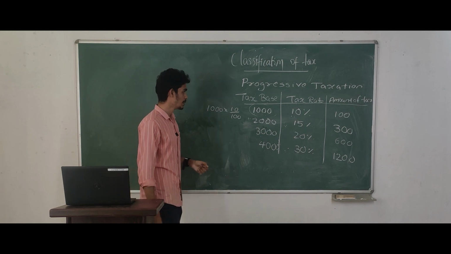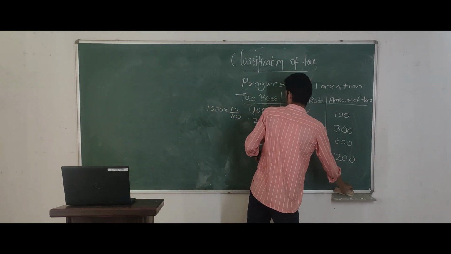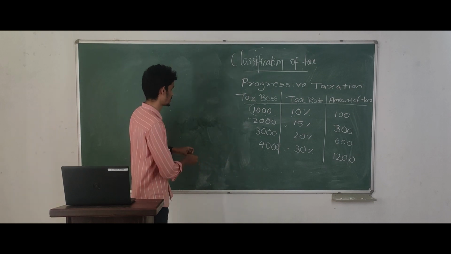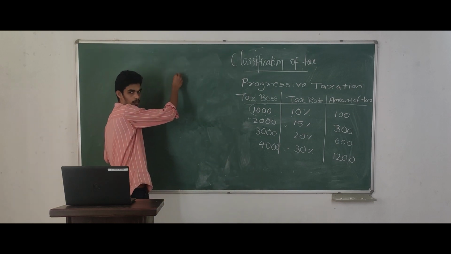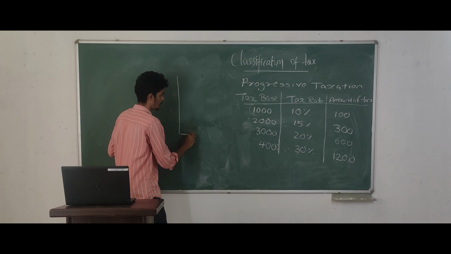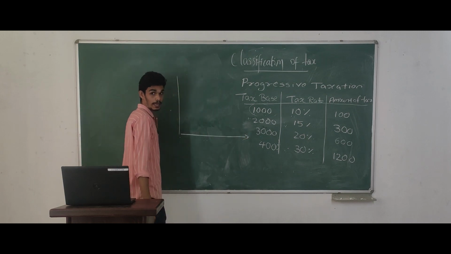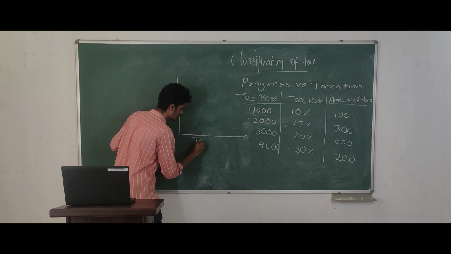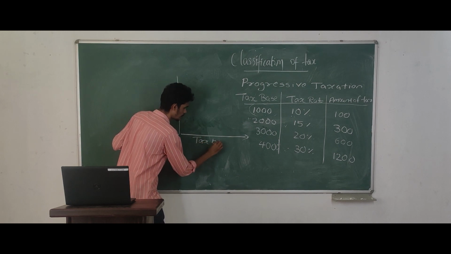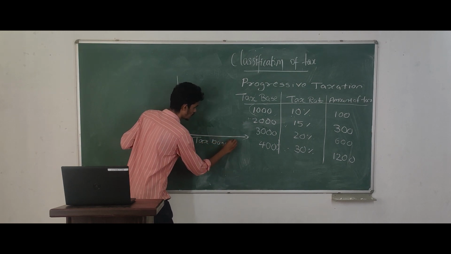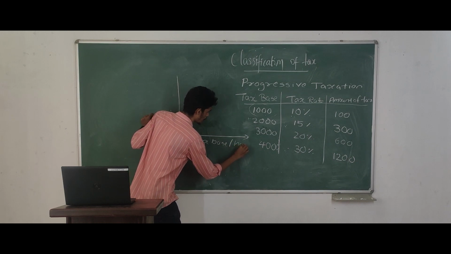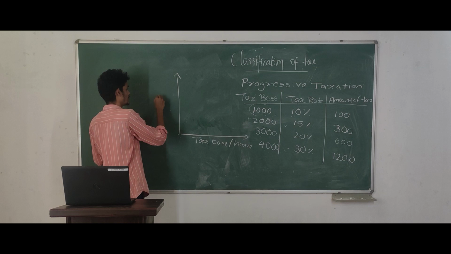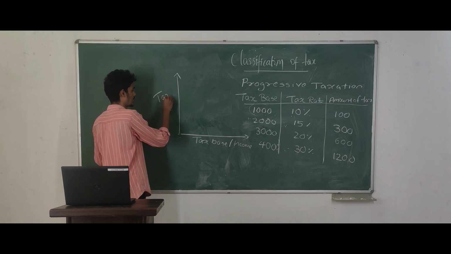Then, diagrammatic representation of progressive taxation. In the diagrammatic representation, tax base or income is represented on the x-axis. Tax rate is represented on the y-axis.